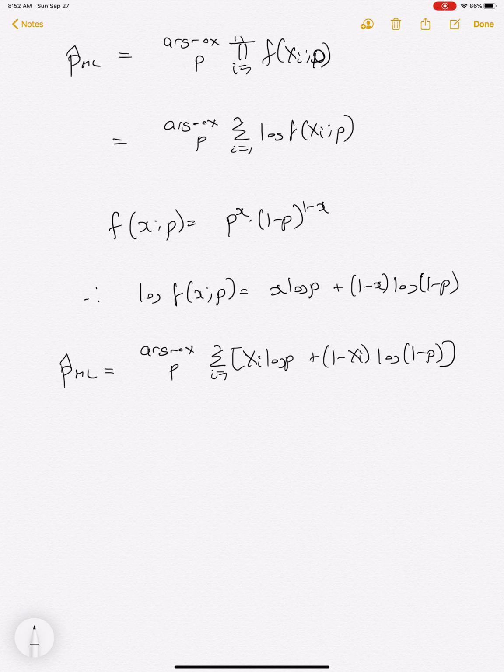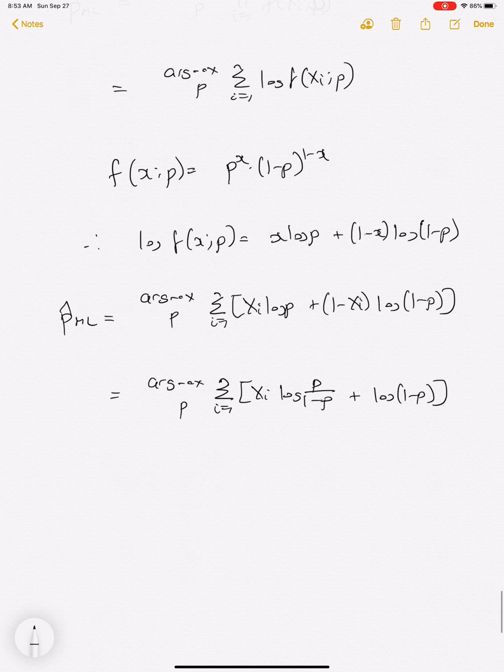Okay, and it's convenient to write this out where we're going to put all of the xi's together. So you get the sum of xi times log of p over (1 minus p). I'm just using properties of logs here. And then plus n log of (1 minus p).